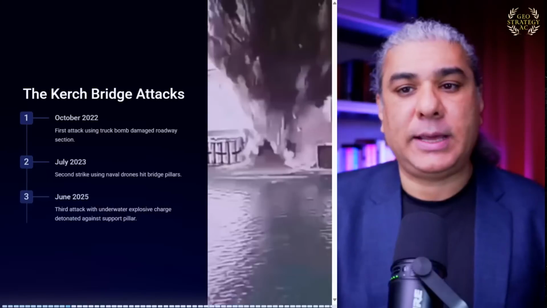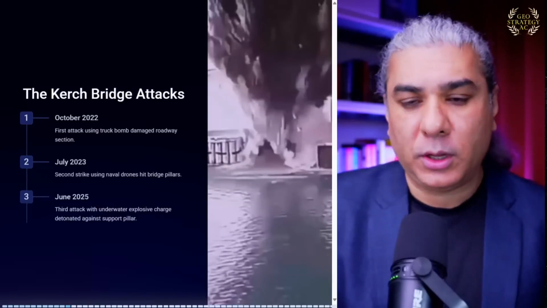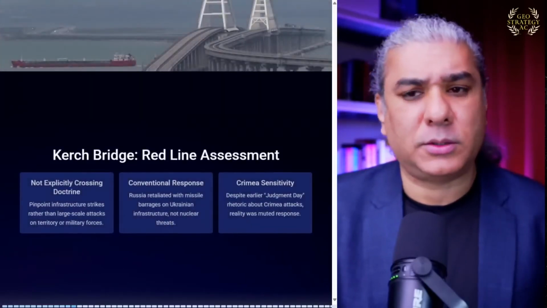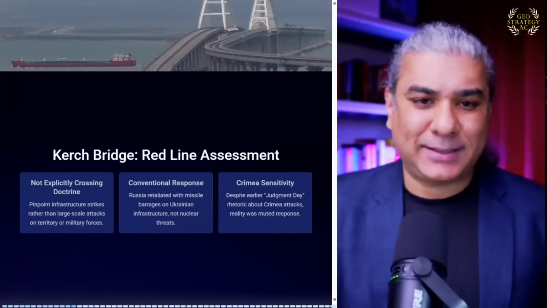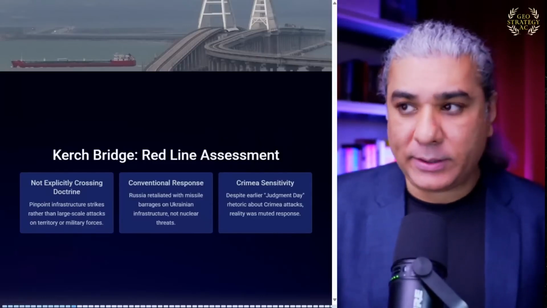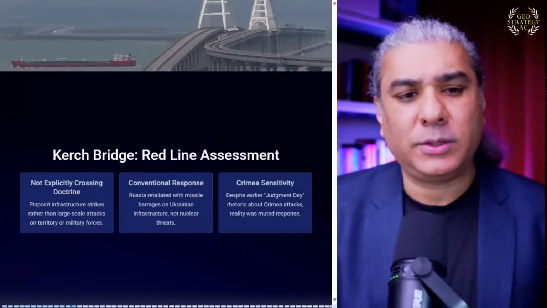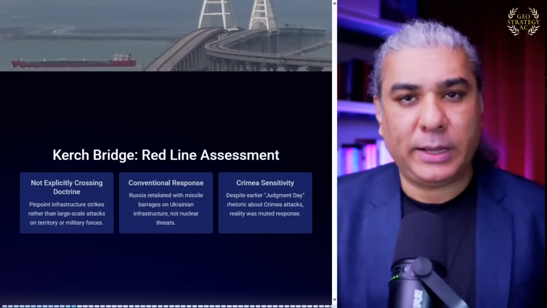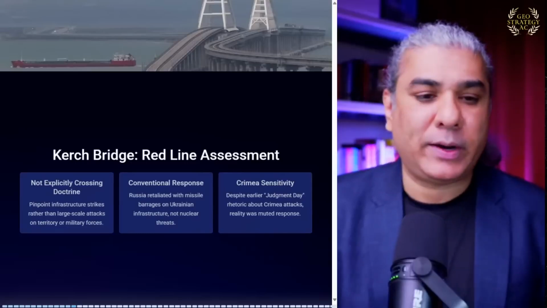We clearly understand that Operation Spiderweb crossed one of Russia's nuclear red lines. What about the Kerch Bridge attack? Did it also cross a red line? So this series of attacks, especially the last one, has not explicitly crossed the Russian nuclear doctrine. So, as you can see, it's a pinpoint infrastructure strike.